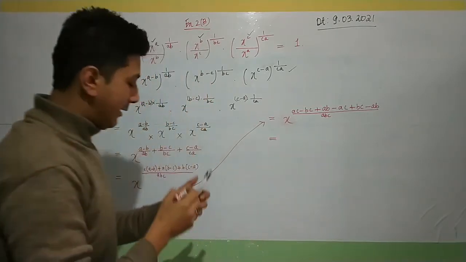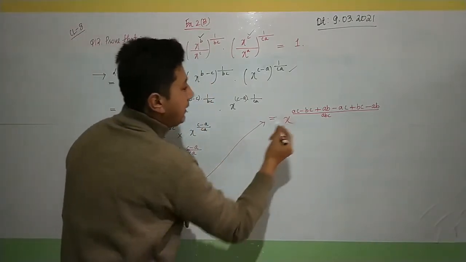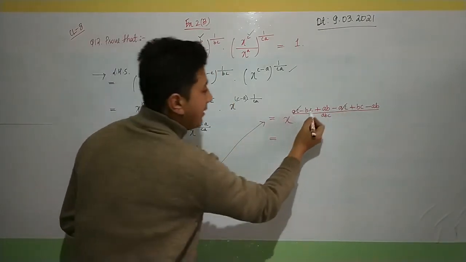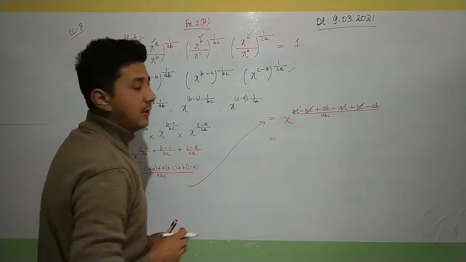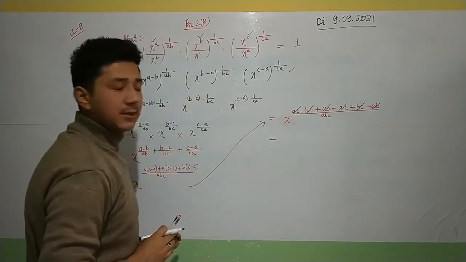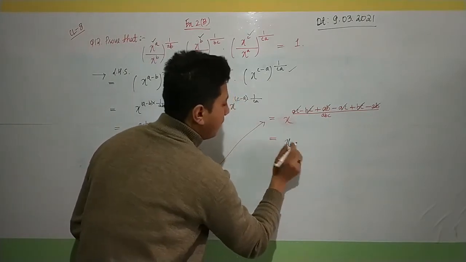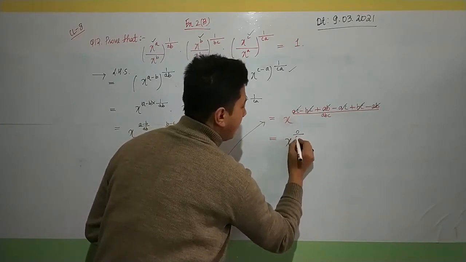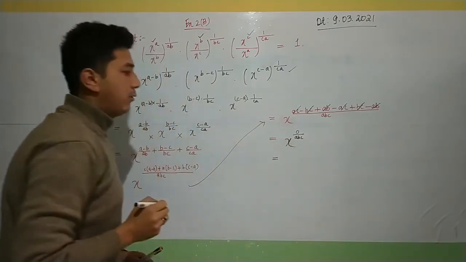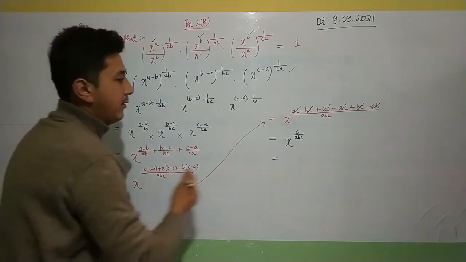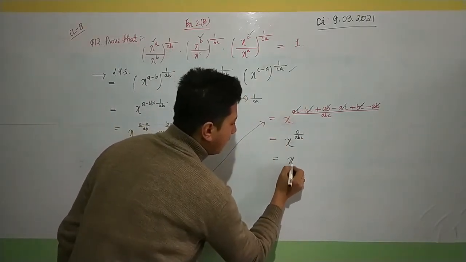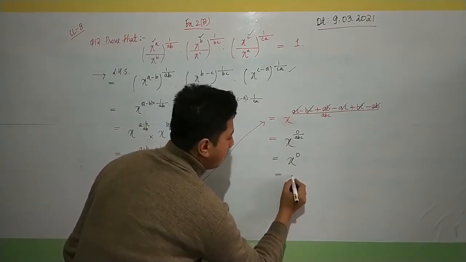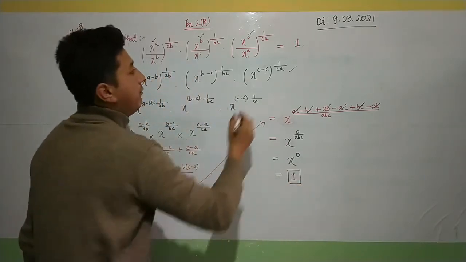Alright, now what gets cancelled out here? Let us see. This plus ac and minus ac gets cancelled out. Minus bc and plus bc gets cancelled out, and plus ab and minus ab also gets cancelled out. So therefore we get x to the power, everything gets cancelled out. So this is 0 divided by abc. And we know that whenever we divide 0 by any number, the value is always 0. So hence we are left with x to the power 0. So x to the power 0, we know it is 1. That's what we have to prove out here.